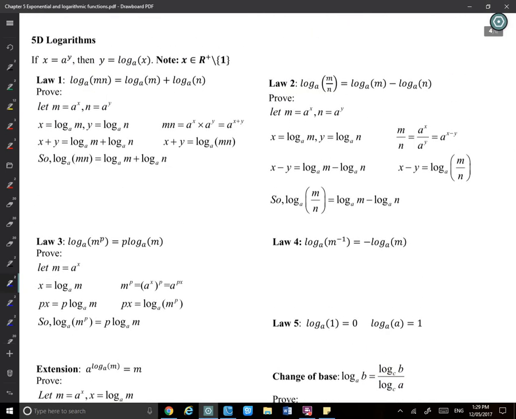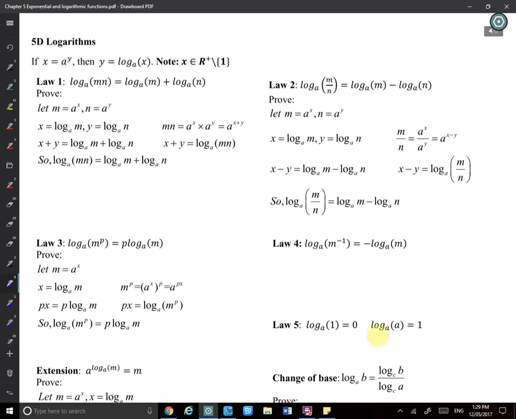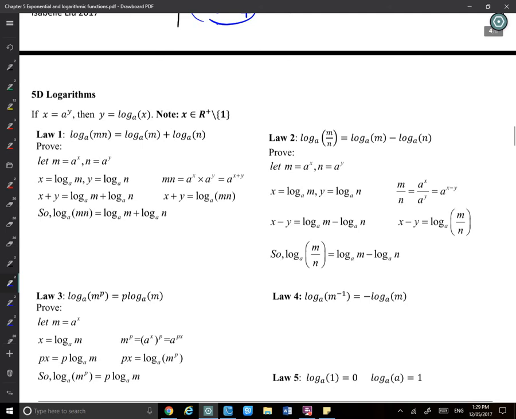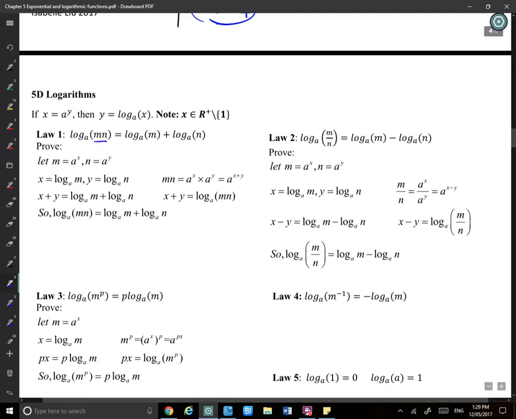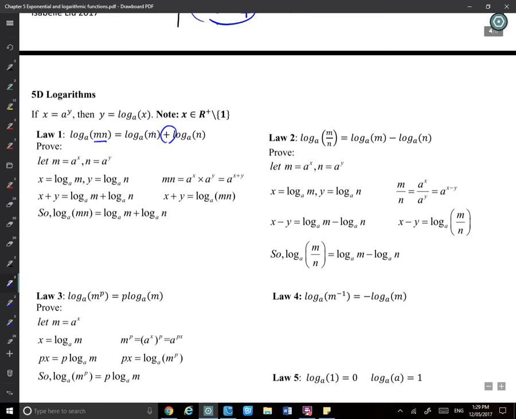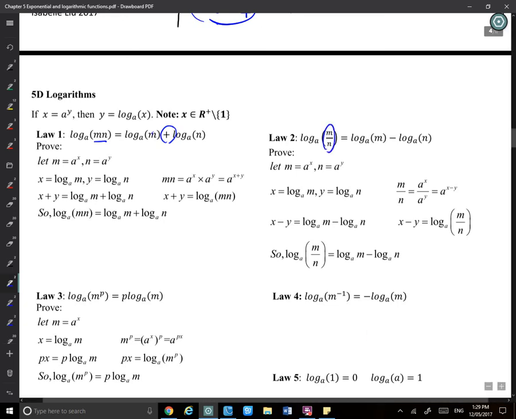Log has its own laws, it doesn't really follow the plus minus law. You can't create any other methods. I'll show you an example later, something students think is correct, but it's not actually a law. Law 1 is when you have times inside, you can separate that as a plus. Log AMN is log AM plus log AN. Similarly, if you have division inside, it will be log AM minus log AN.